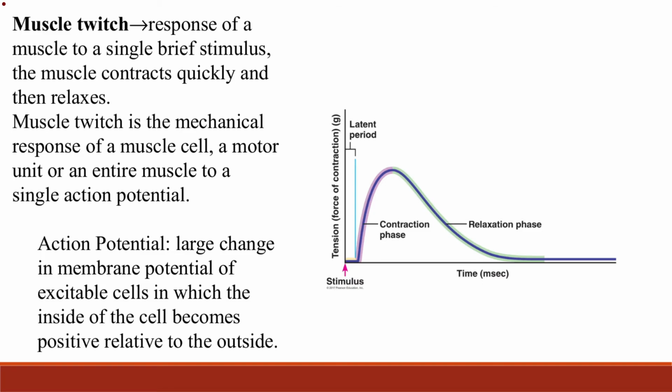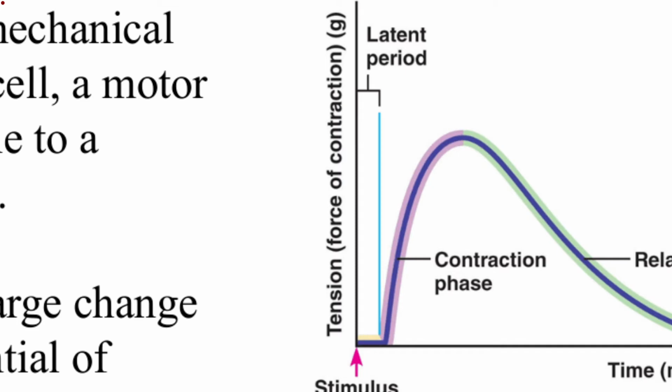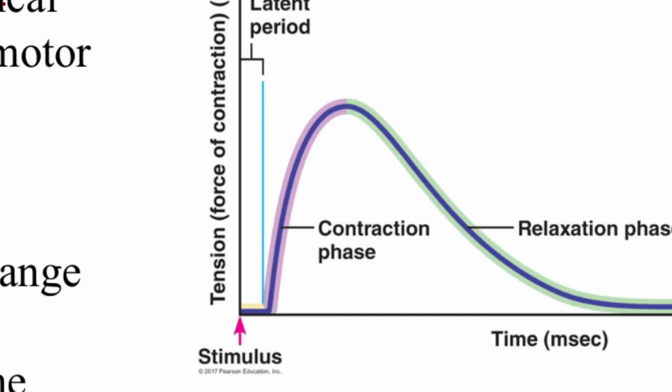So here's what we're talking about: a muscle twitch. Now you've got a stimulus. There's a short delay here called a latent period. Let's zoom in on this little picture here. We have a stimulus, and then there's a very short delay before the muscle actually reacts. What's happening in this little window of time, and this is time in milliseconds, a short period of time? What's happening in this latent period?